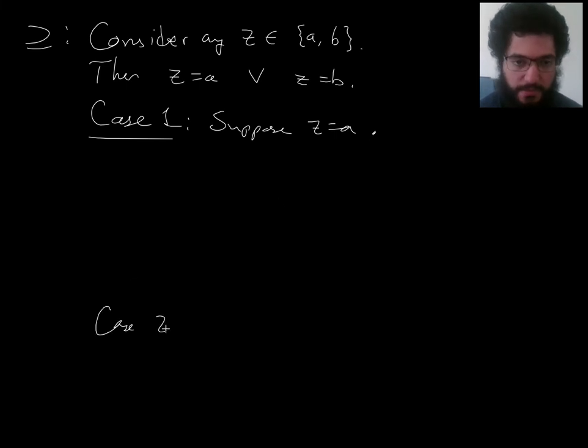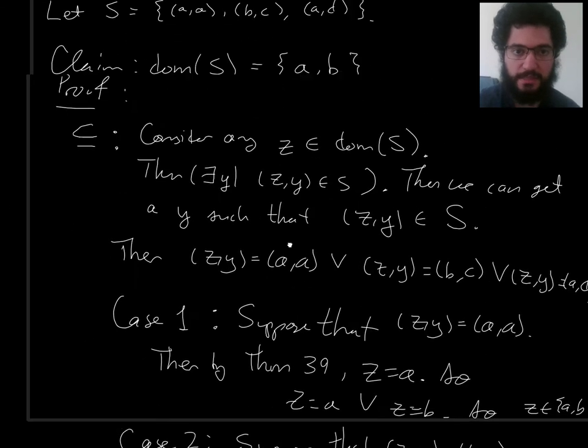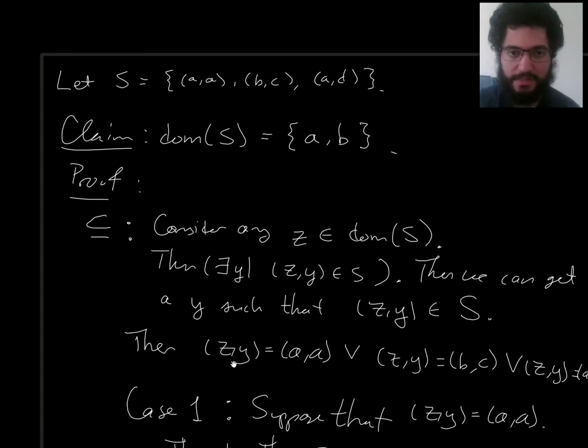And case 2, suppose that z is B. And in each case, we want to end with victory, where victory means proving that z is in the domain of S. So that's the goal.